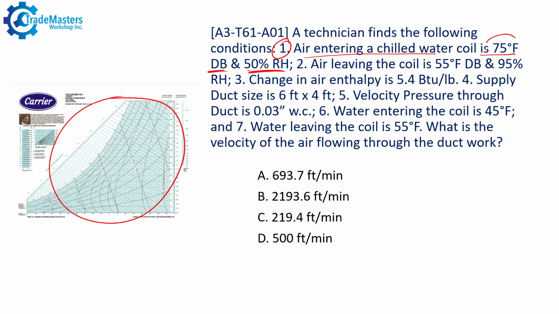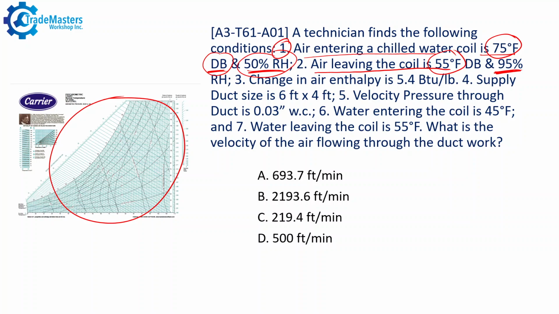We enter a chilled water coil at 75 degrees dry bulb, 50% relative humidity, and it leaves the coil, let's underline that, leaves the coil at 55 degrees dry bulb. So we've actually cooled the air immensely by 20 degrees of sensible heat, sensible reduction in temperature. So we've cooled it from 75 to 55 by moving it across our chilled water coil. And our relative humidity goes way up to 95% relative humidity.